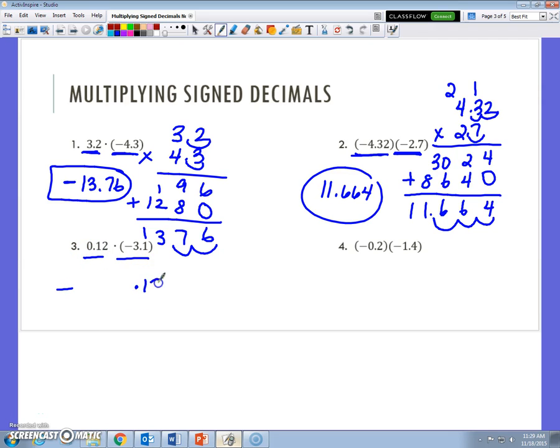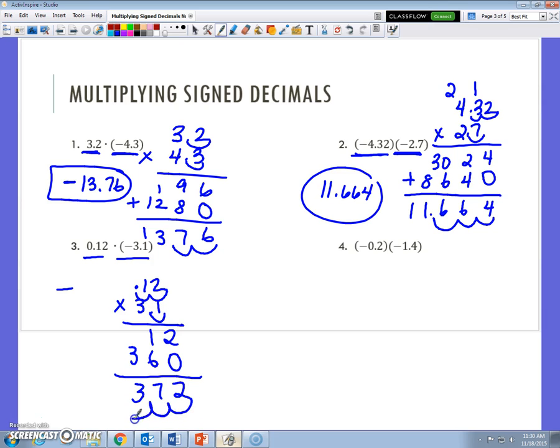So I'm going to take 0.12 times 3.1. 1 times 2 is 2. 1 times 1 is 1. My placeholder. 3 times 2 is 6. 3 times 1 is 3. Now I'm adding. 2 plus 0 is 2. 1 plus 6 is 7. And 3 plus 0 is 3. I have 1, 2, 3 decimal places in the answer, and 1, 2, 3 in the question. So my answer is actually negative 0.372. Hopefully this is review. If not, I hope you're picking it up.